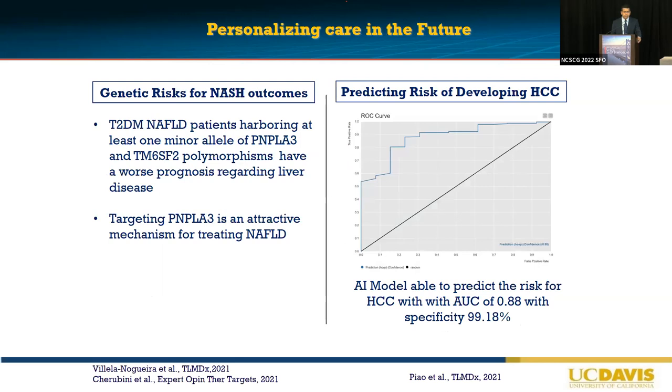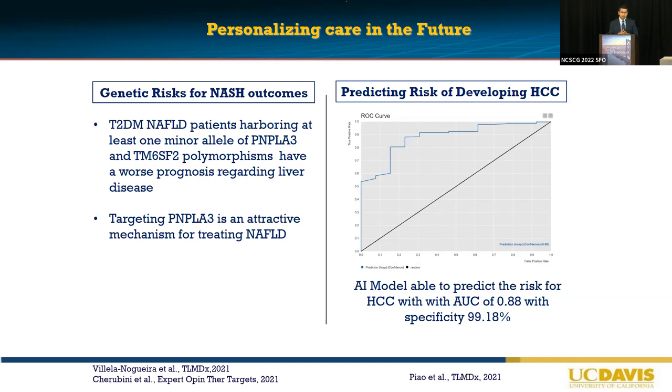And of course, in the future, we think about how we can personalize care in the patient. The genetic risk factors will be taken into account. Type 2 diabetes mellitus and NAFLD patients harboring at least a minor allele of the PNPLA3 and the TM6SF2 polymorphism have a significantly worse prognosis regarding their liver disease, and targeting PNPLA3 is an attractive mechanism for treating NAFLD.